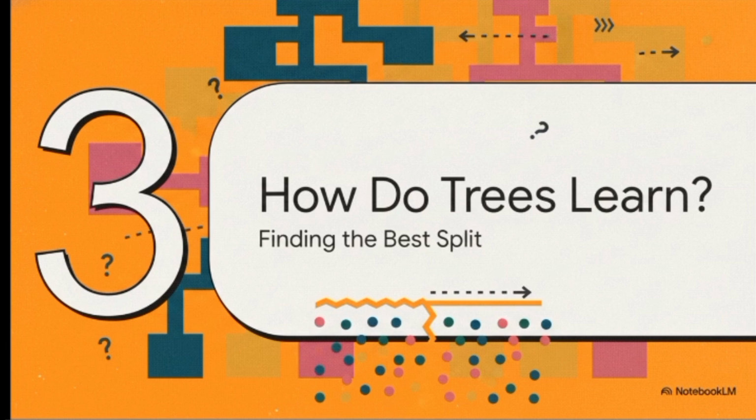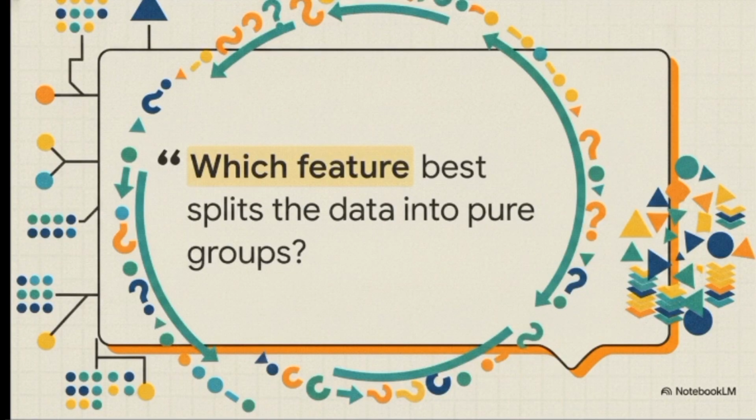Section 3, how do trees learn? Finding the best split. Okay, so the flowchart structure makes total sense, right? But how does the machine actually decide which questions to ask? Well, the algorithm simply looks at all the features in your data and asks itself this exact mathematical question. Which feature best splits the data into pure groups? To answer this, the tree relies on a mathematical concept called entropy. Now, please don't let the math scare you off here. Entropy is simply a measure of impurity, disorder, or basically messiness in a dataset. Think of it exactly like a playroom with toys scattered everywhere. The tree's whole job is to organize them perfectly.